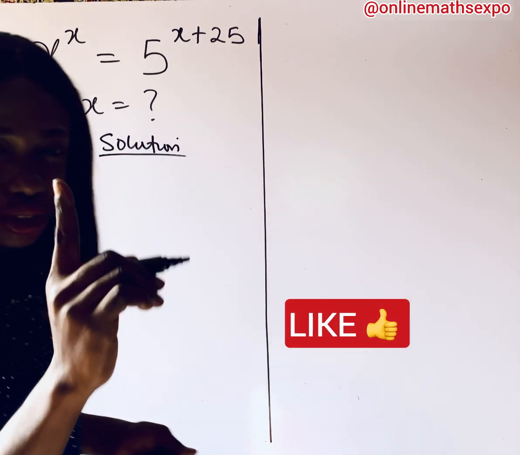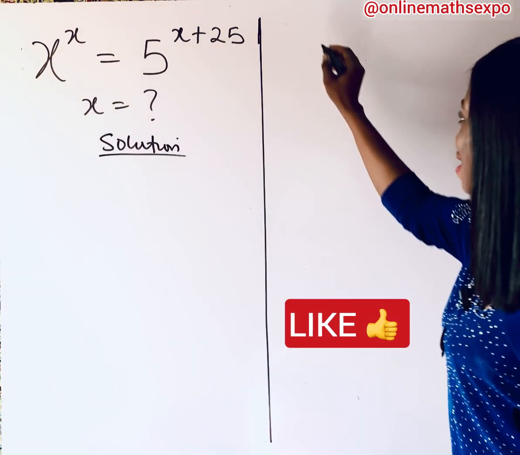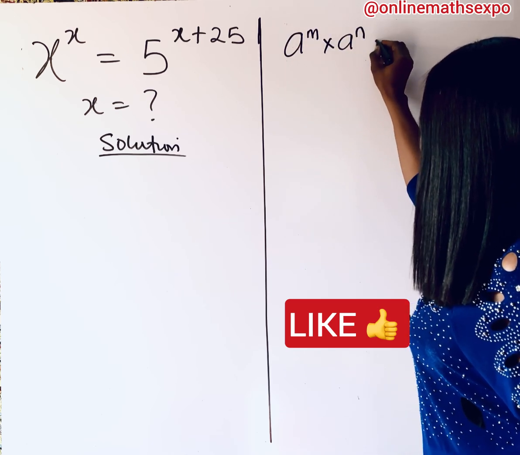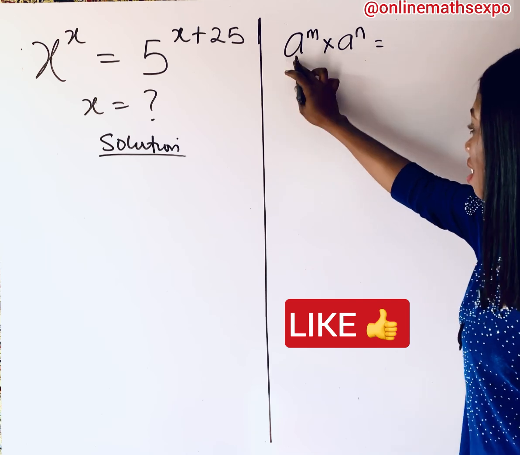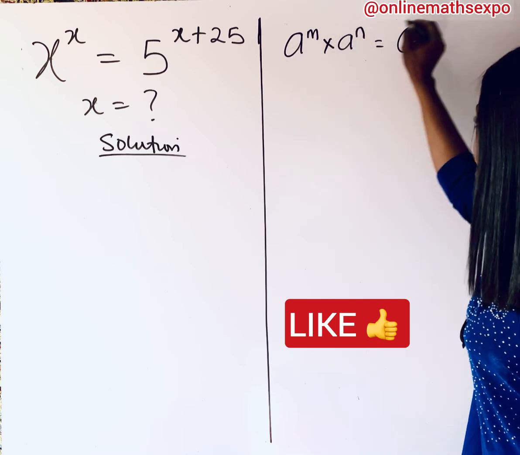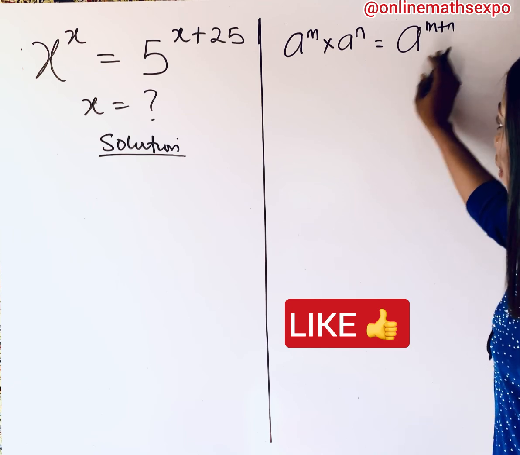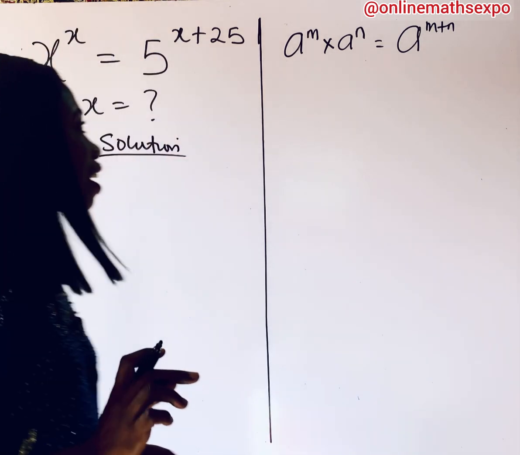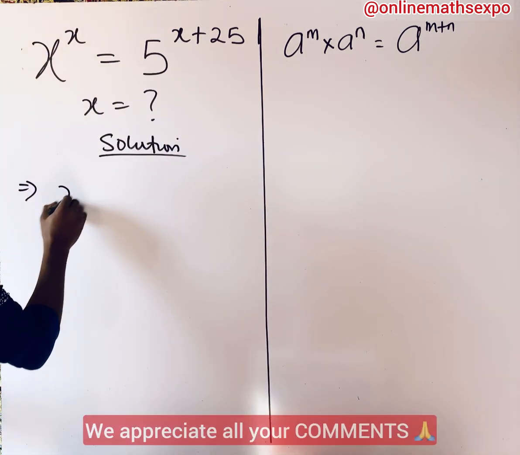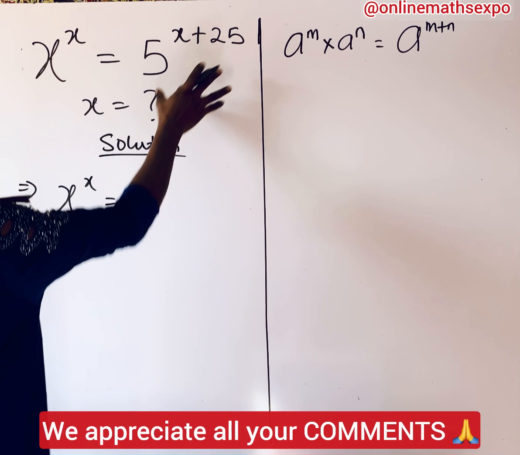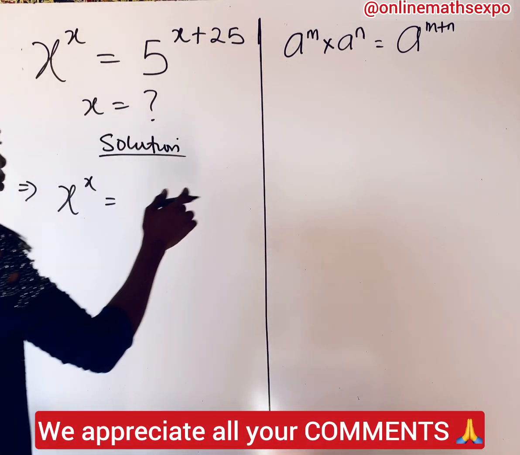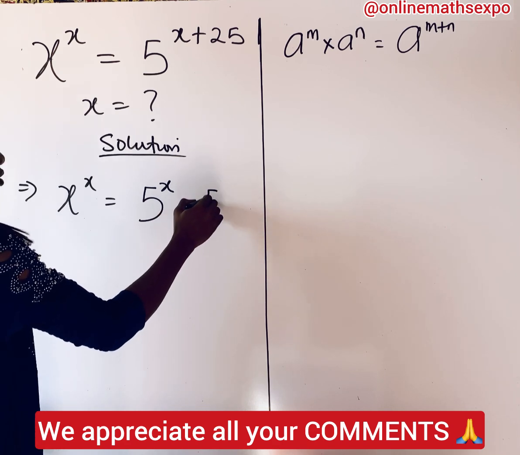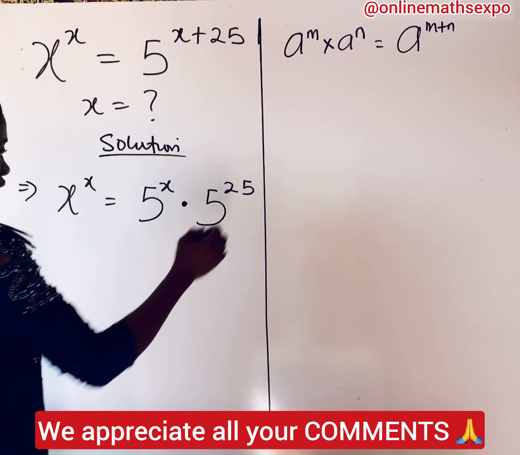Now, just remember a tip, which says that if you have a to the power of m multiplied by a to the power of n, the bases are the same. Just take one base and add the powers, okay? When you look at this, you see it's going to be of great use to us. So this is going to give us x to the power of x is equal to, applying this principle, 5 to the power of x multiplying 5 to the power of 25.